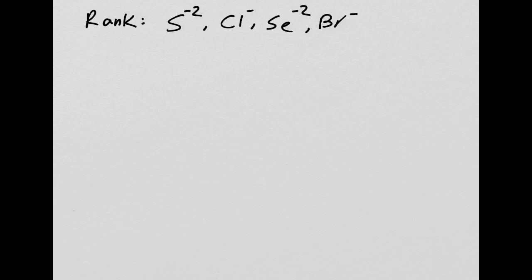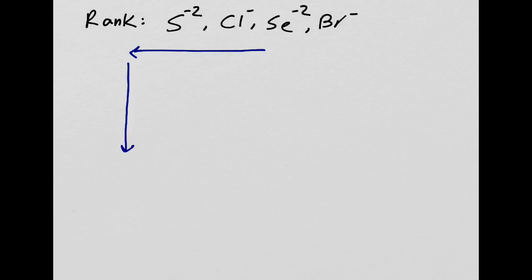Here is our next practice problem. I want you to rank these ions by ionic radius from smallest to biggest. Again, you can pause me, do this problem, and then check your answer. The first thing that you do is write down the trend. This is the trend for ionic radius.